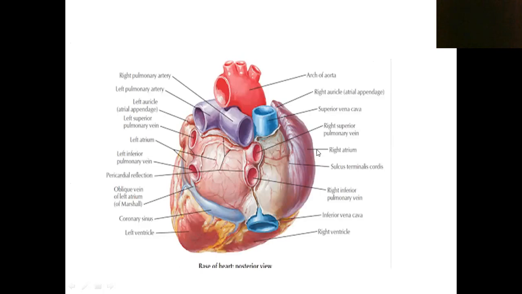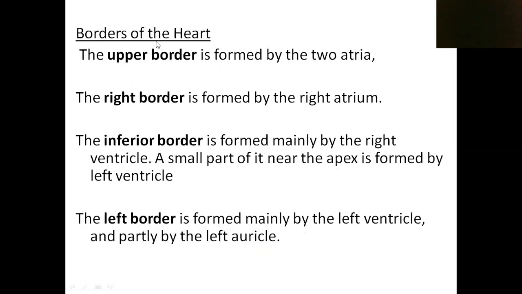And here comes the right border. So the upper border here continues with the right border. The right border is formed by this right atrium. The upper border is formed by both right and left atrium, but the right border is formed by the right atrium. You see, the upper border is formed by two atria, the right border is formed by the right atrium, and the inferior border is formed by the right ventricle.